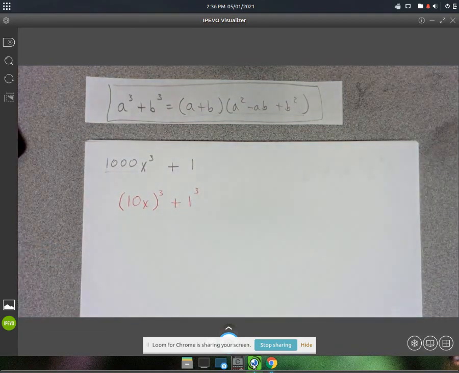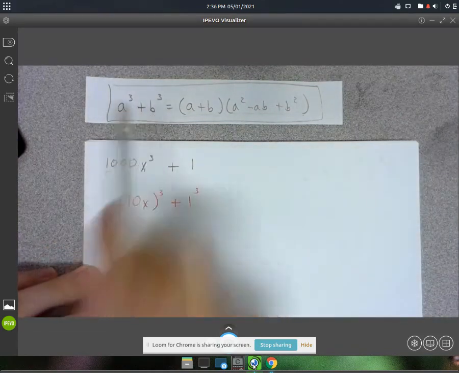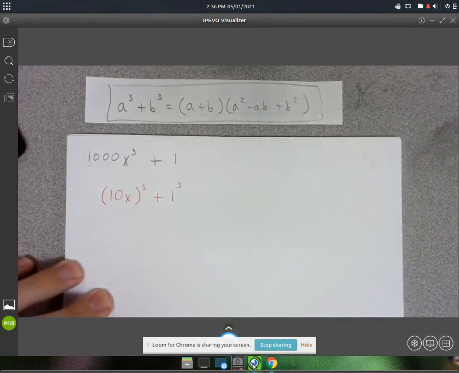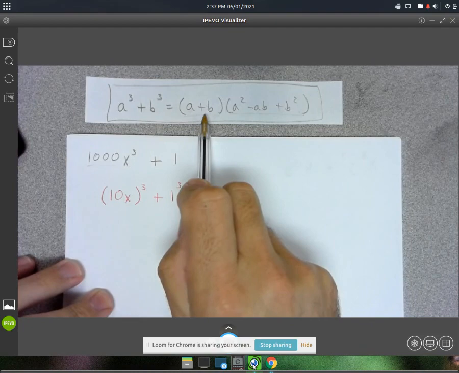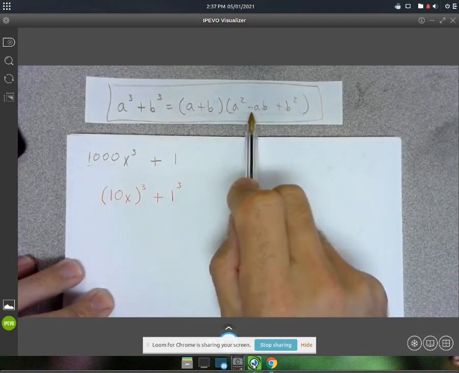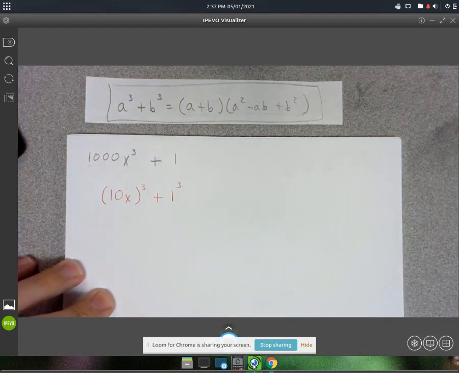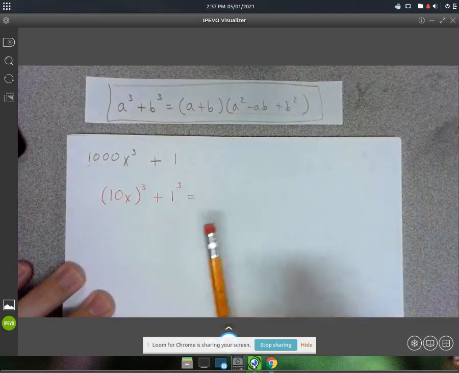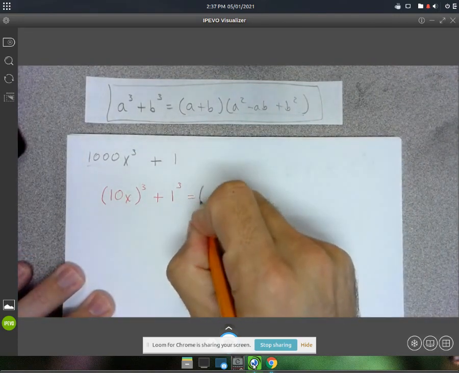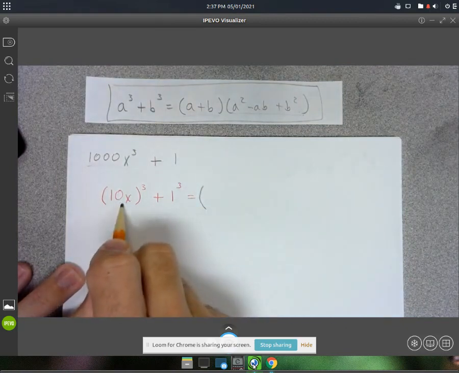All right, so we're able to use our sum of cubes formula. So the difference here, it starts off with a plus b rather than a minus b, and the minus sign shows up as that second term. All right, so here we go. It's going to be a plus b, so that's going to be 10x plus 1.